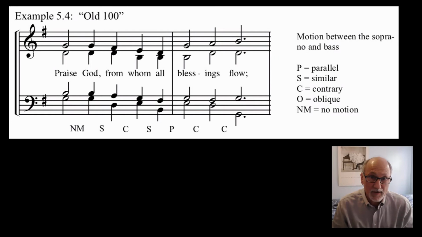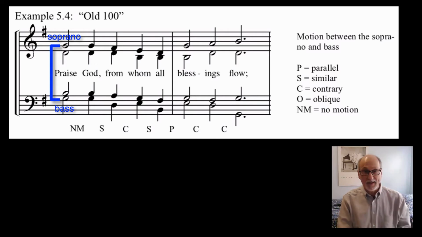What we could do at this point is take a look at the different types of motion that are present in a 4-part chorale setting. What we do is look at the relationship between any 2 voices. We can trace the motion between, let's say, the soprano and the alto, or the soprano and the bass, or between the alto and the tenor, or any 2 voices really. But in this piece we're just going to look at the motion between the soprano and the bass. That's the outer voices. So first, let's listen to this Old 100, this hymn tune.